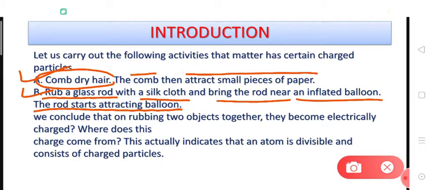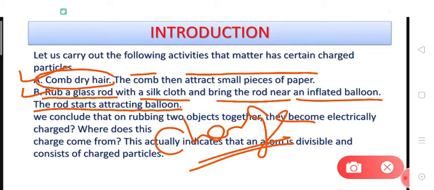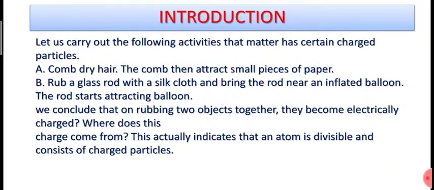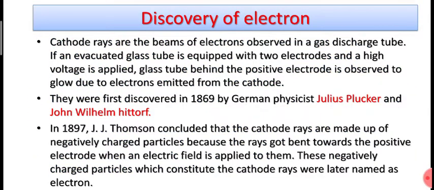Where does this charge come from? This charge comes from the charged particles which are present in the atoms of the matter. So we can say that the atom has certain smaller particles which have charge in them. From this we get an idea that the atom is further divisible. It can be broken down into smaller particles.